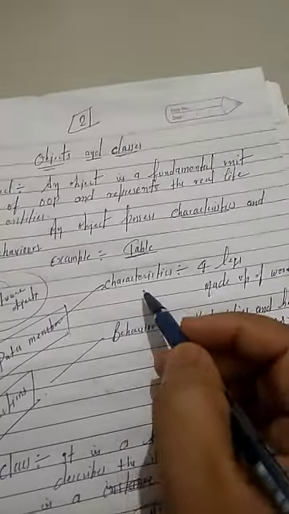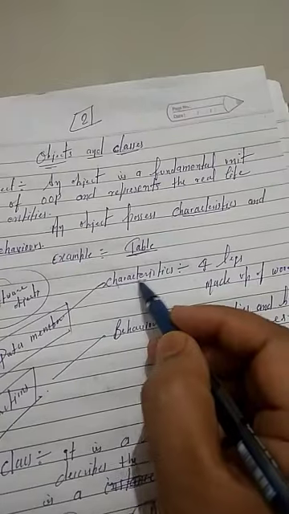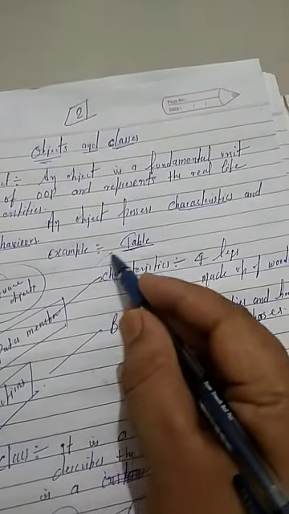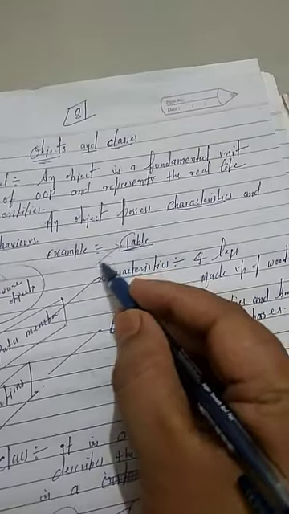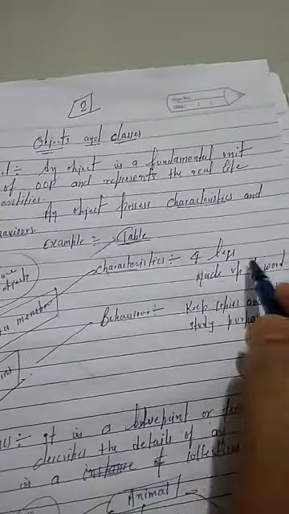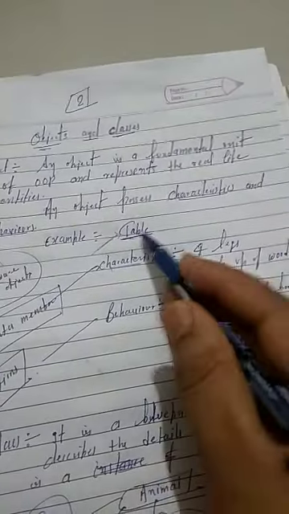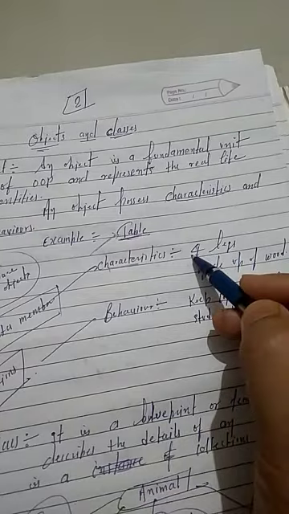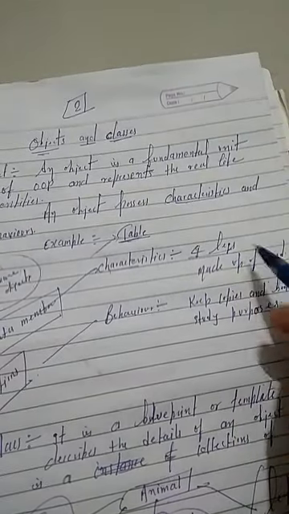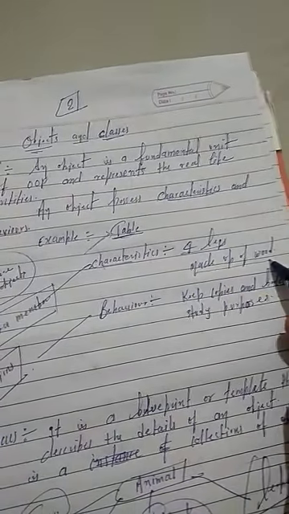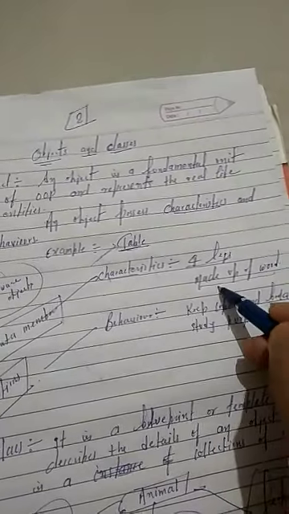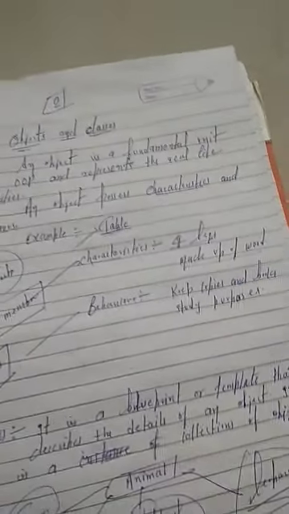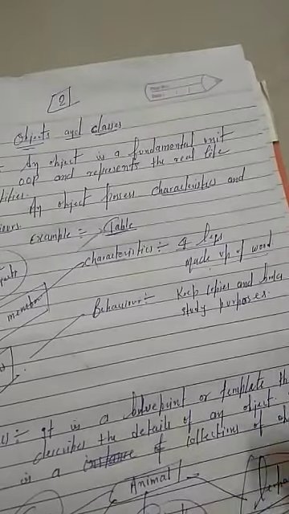What are the characteristics? Characteristic means what? About the particular object, the table, you have to tell about the table. So what are the characteristics? The table has 4 legs and is made of wood. Simply, in most cases, 4 legs and made of wood. This is the characteristic.